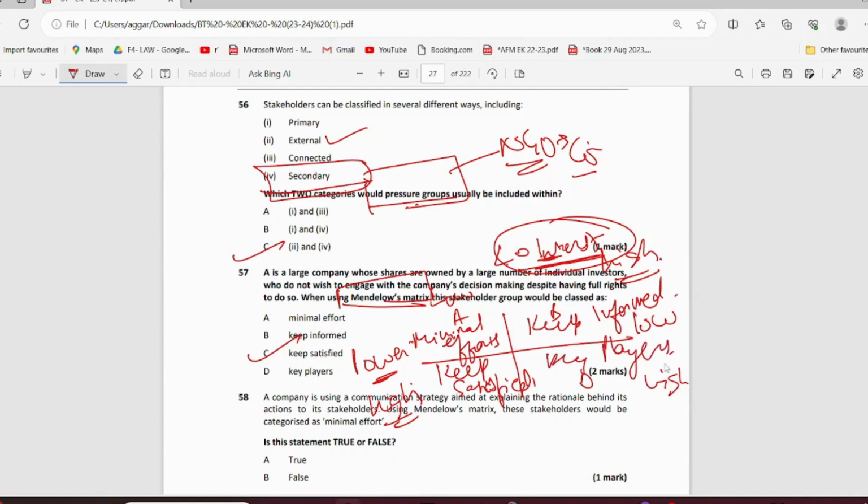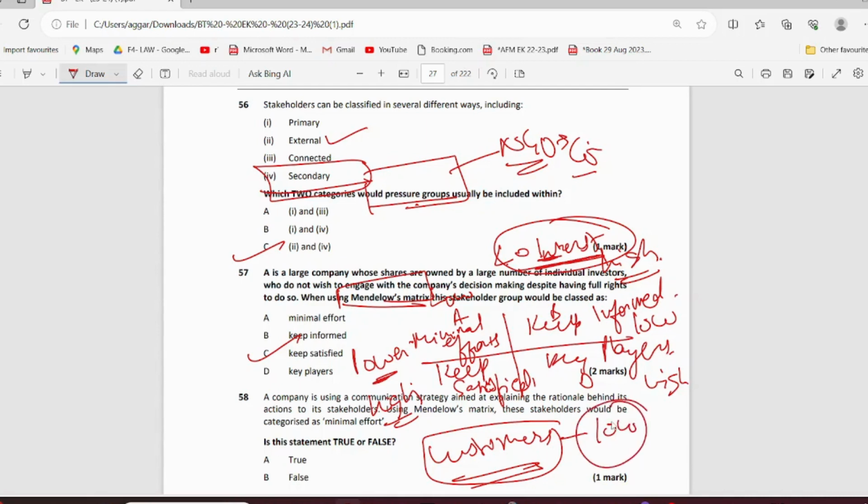Right? Your customers can be a part of your B tab because obviously they do not have a lot of power, but they have a lot of interest. So this model is also very commonsensical if you see. For example, let's take a very simple example over here. If we take customers, you don't have to just learn that this will come under keep informed. No, you have to see by logic that customers obviously do not have power in your business.